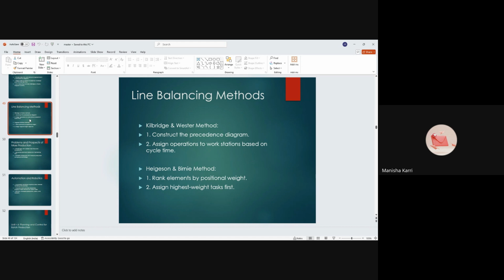And coming to another method, which is the Helgeson and Birnie method. Here the first step is to rank elements by positional weight. For example, you need to calculate the positional weight of each task. This is the time for the task itself plus the time for all tasks that depend on it. Coming to step two, assign highest weight tasks first. Start by assigning the task with the highest positional weight to the first workstation. Then move on to the next highest, and so on. You need to continue the process. It helps ensure that the most important tasks are done early while balancing the workload across the stations.